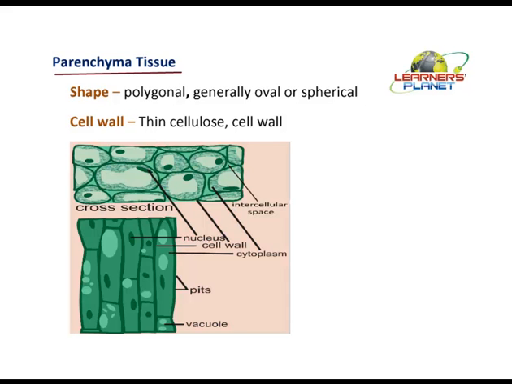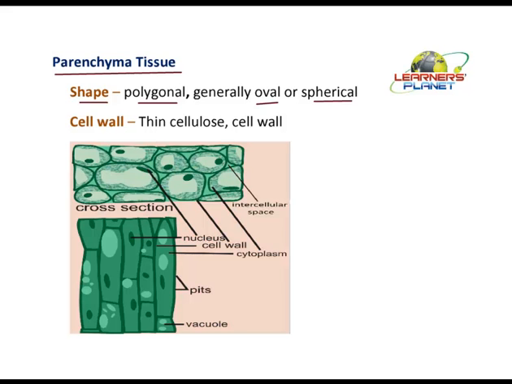So here the first point to be compared is shape. These cells are polygonal. That means they have multiple end sides, or they can be oval or spherical, but when they get mature, they become polygonal.